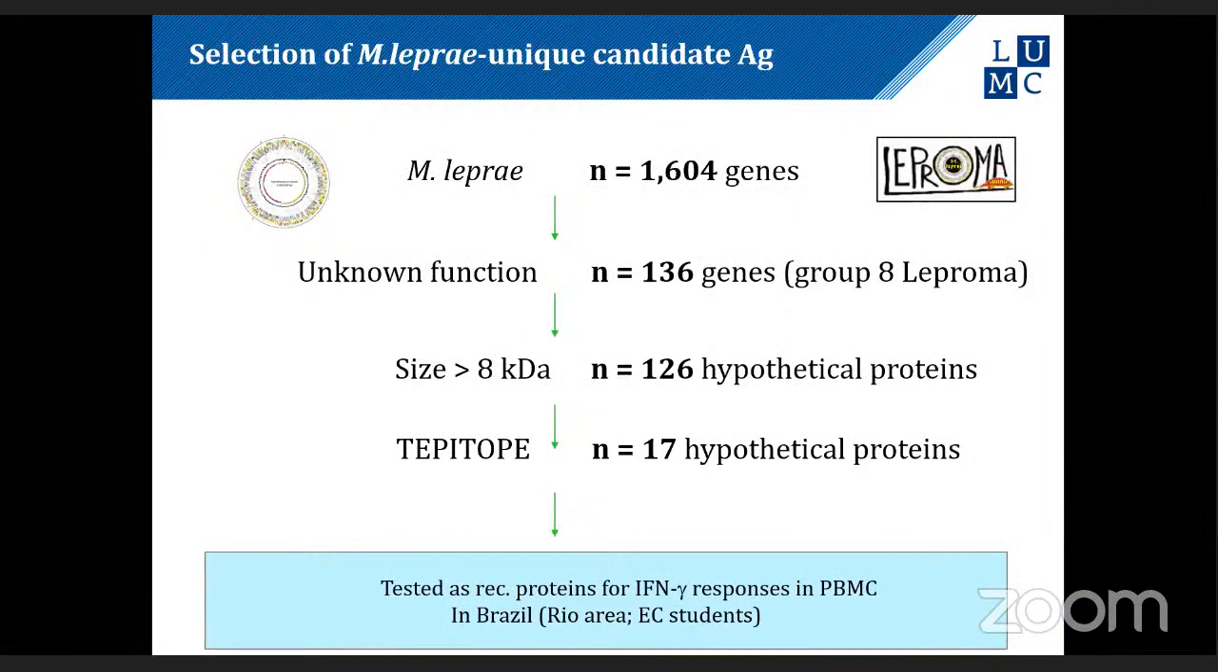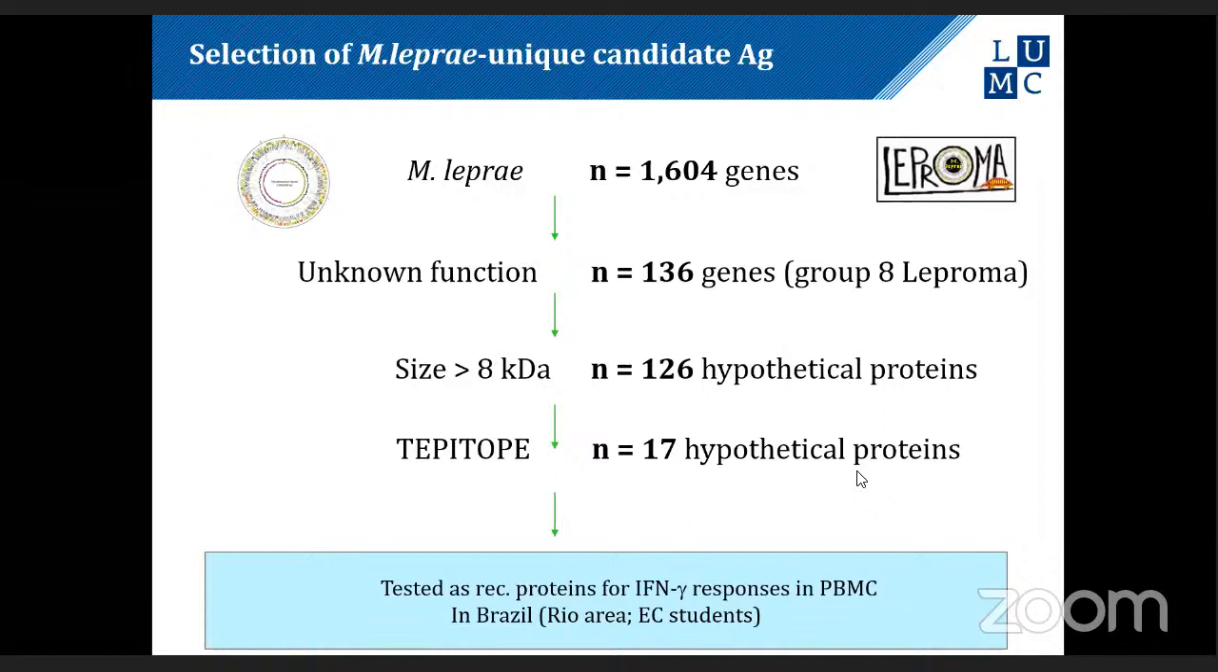So after the M. leprae genome was sequenced, we took the following approach. So all the genes in M. leprae, those that had an unknown function, we selected, because if they had a known function, they usually had a homologue in another mycobacterium or bacterium. So we identified those with unknown functions and a size of larger than 8 kD. And then we looked using T-epitope programs to identify whether they had T-cell epitopes. And we chose 17 hypothetical proteins.